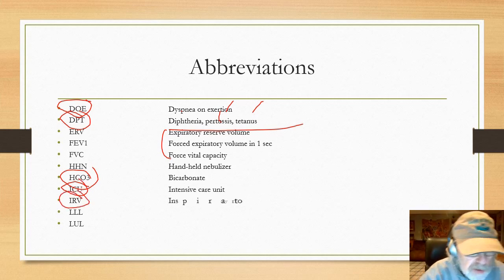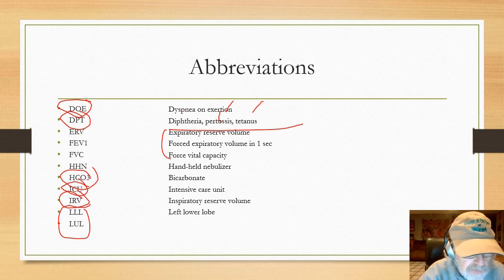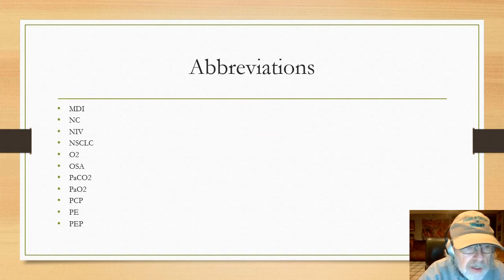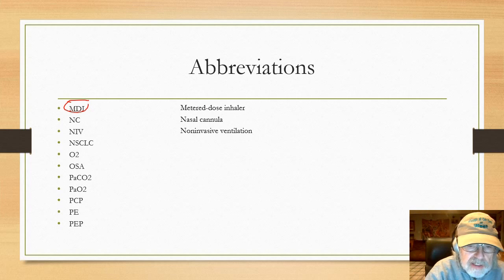This is another respiratory thing. IRV, inspiratory reserve volume. I don't think I'd make much care about that. LUL, left upper lobe, piece of cake. We talked about that one before. This is also for respiratory therapy, so I wouldn't worry too much about that. Same thing with nasal cannula. NIV, non-invasive ventilation, again, from respiratory therapy.